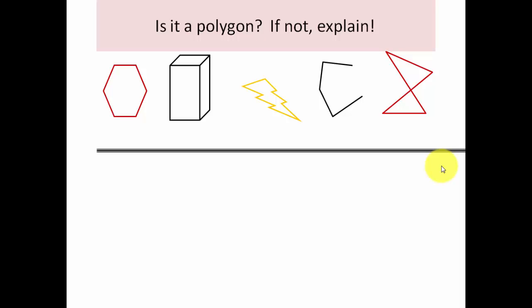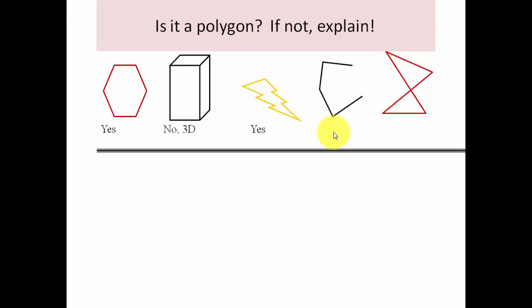So here are a couple examples, and we're going to decide whether or not these figures are polygons. The first one is a polygon. It's just like the example we saw on the previous slide. The next one is not a polygon because it's a 3D figure. The lightning bolt in the middle, this is a polygon. It's a closed figure, has more than 3 sides. All the sides are meeting at vertices. It's just not a typical figure that you would see.